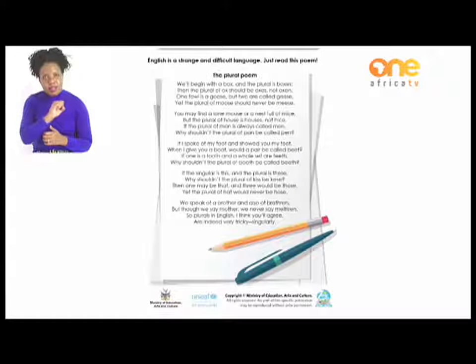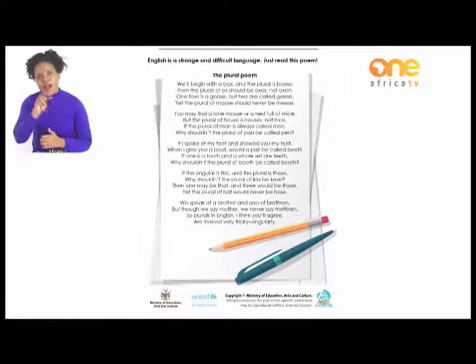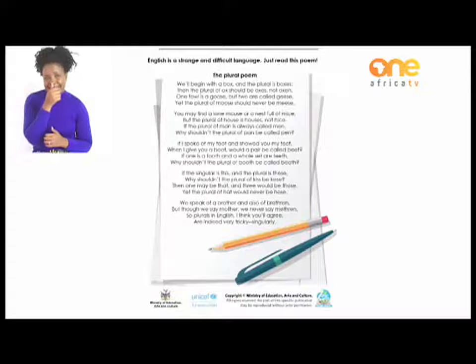If the singular is this and the plural is these, why shouldn't the plural of kiss be keese? Then one may be that and three would be those, yet the plural of hat would never be hose. We speak of a brother and also of brethren, but though we say mother, we never say methren. So plural in English, I think you'd agree, are indeed very tricky, singularly.